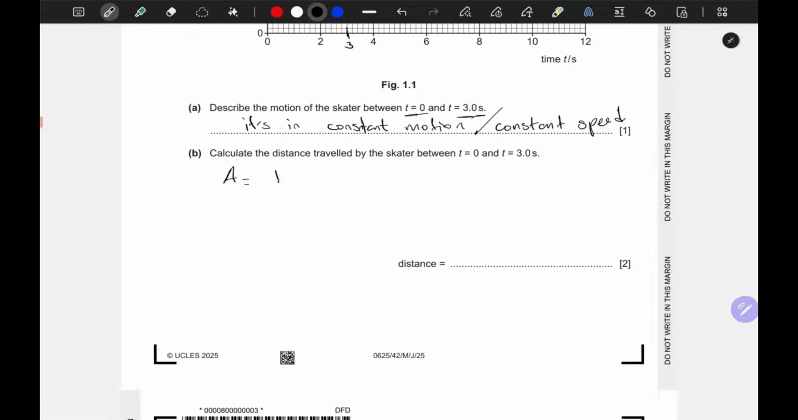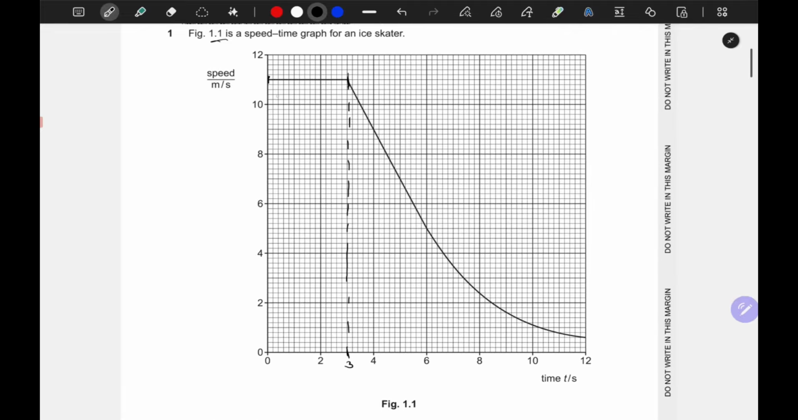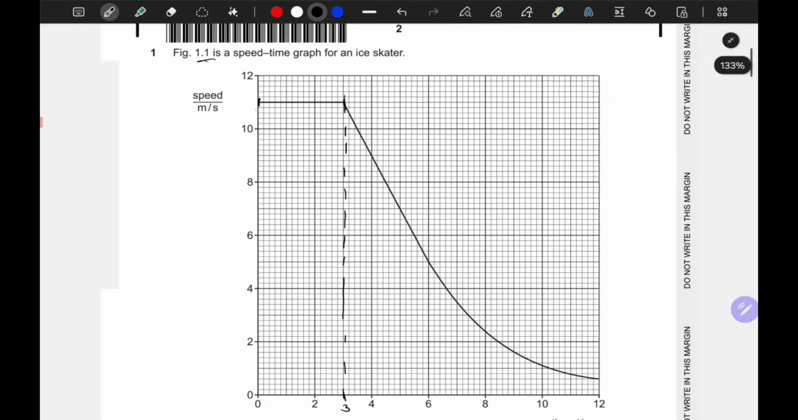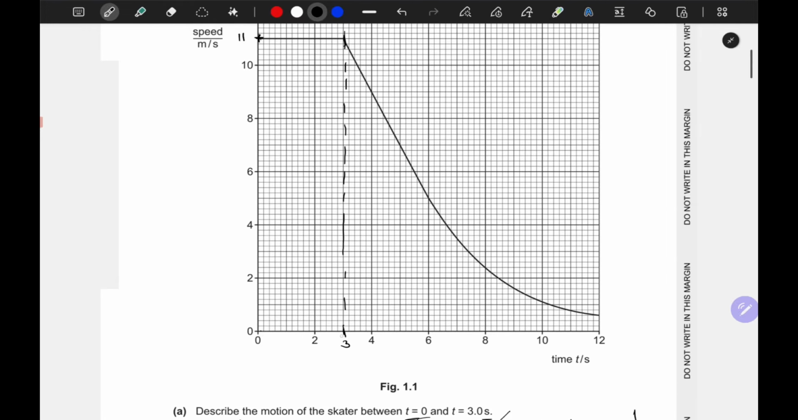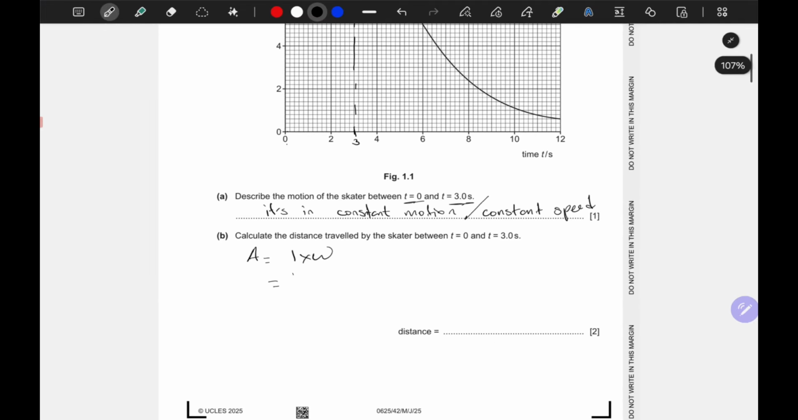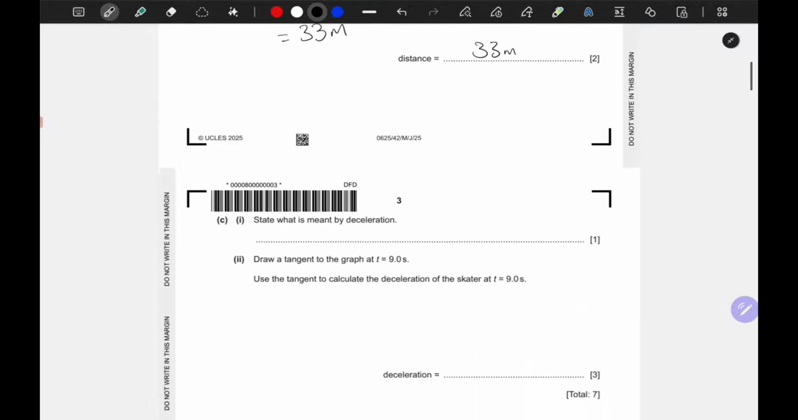Not base times height, length times width. So length is from 0 up to here. If we zoom in, we know this is 11. And this width is going to be 3, from 0 to 3. So 11 times 3, which equals 33. It's going to be 33 meters. That is the distance traveled.